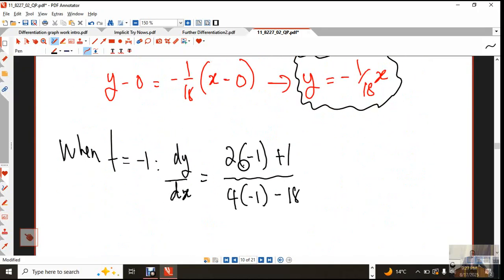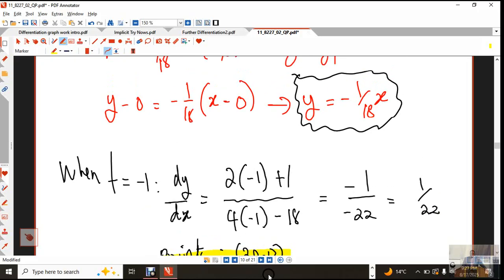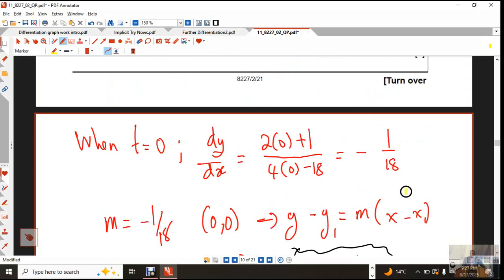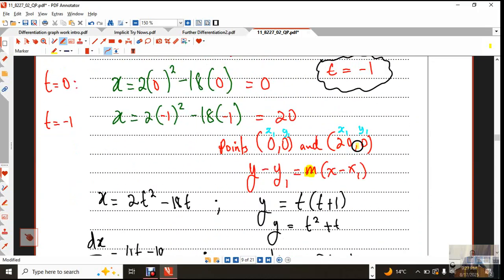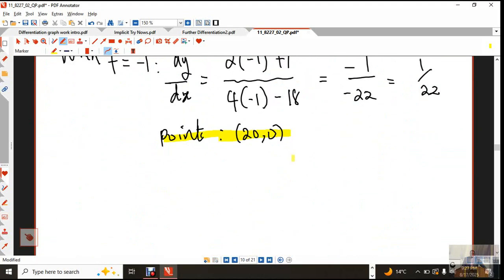So let's find what the gradient is here. The gradient is going to be negative 2 plus 1, that's negative 1, over negative 4 minus 18, that's negative 22, which is 1 over 22. What was our point? If you remember well, our point was (20, 0). Remember, I did these points previously, so I'm showing you, it's very important that you do have those points, as I was mentioning over here. I'm putting them back here because I'm going to find the equation. I did calculate the gradient.